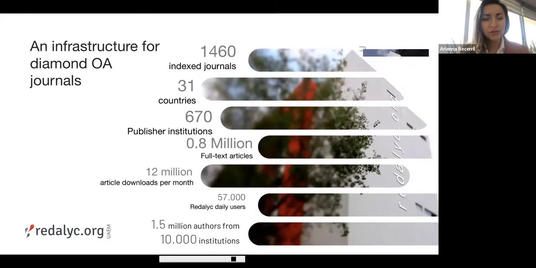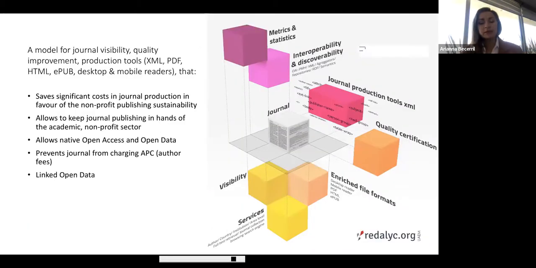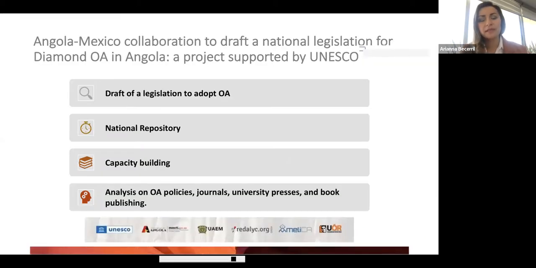These are some of our numbers, just to provide an idea of our impact and our size. We are providing almost 1 million articles in full text. And the idea is how to reflect this community sustainability that has been happening in Latin America in a model that provides different added value services that complement the capabilities of a journal which is published by a university, for example, in the non-commercial sector. So we can provide quality certification and these journal production tools, the XML tagging and interoperability and discoverability and metrics and statistics and some other services that complement these capabilities.